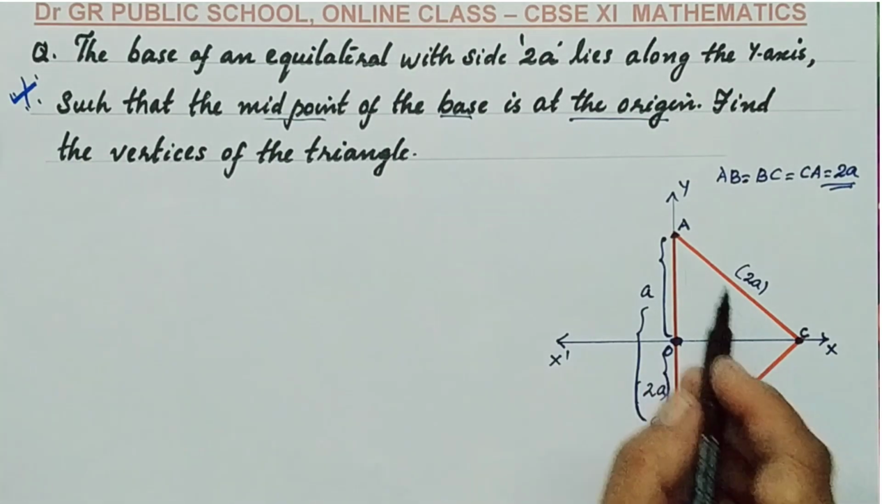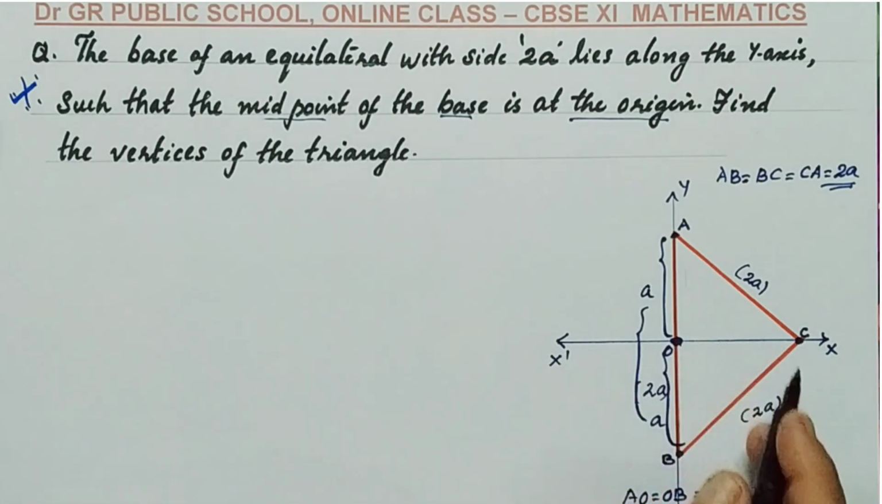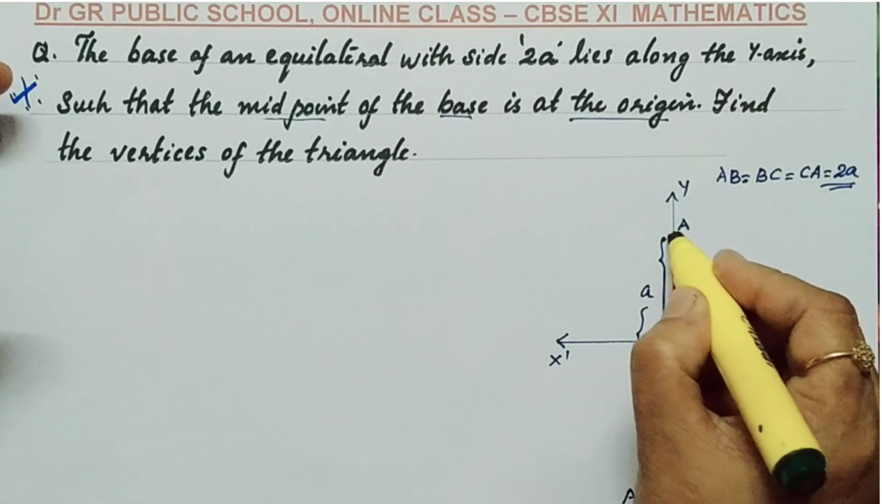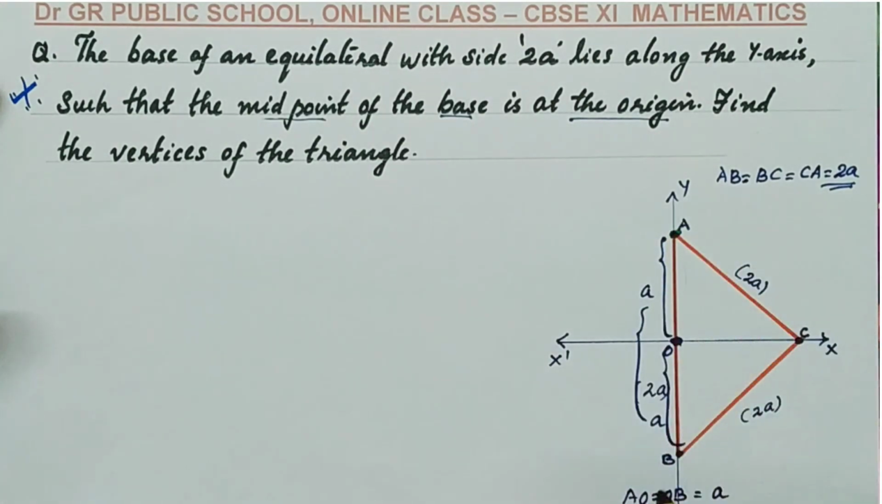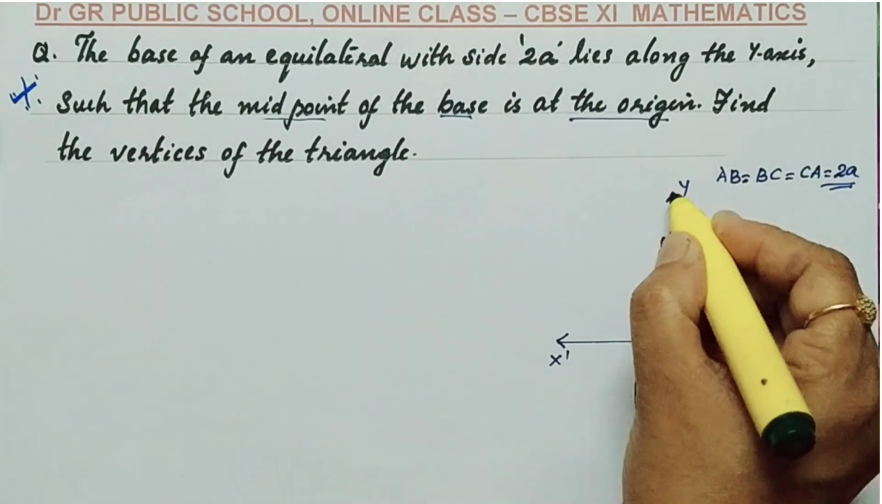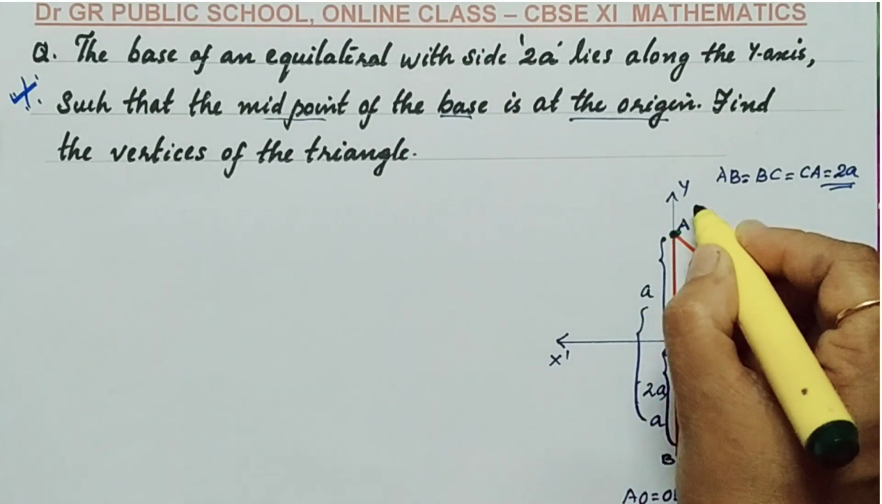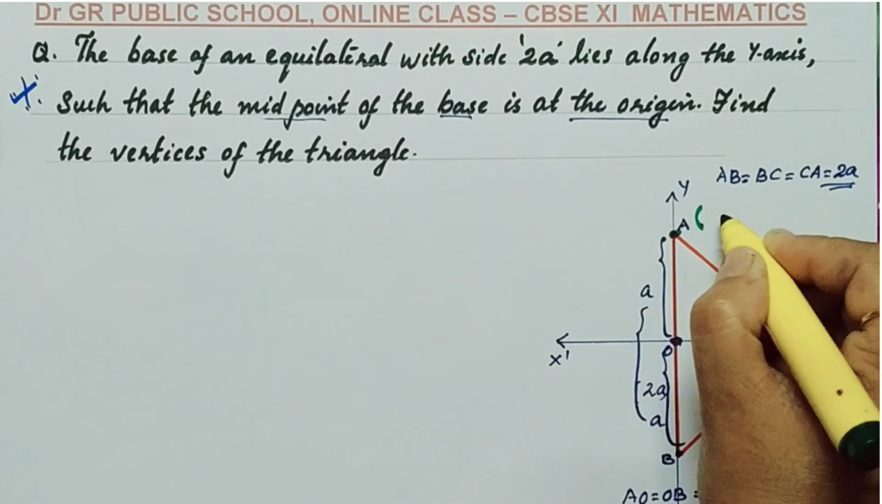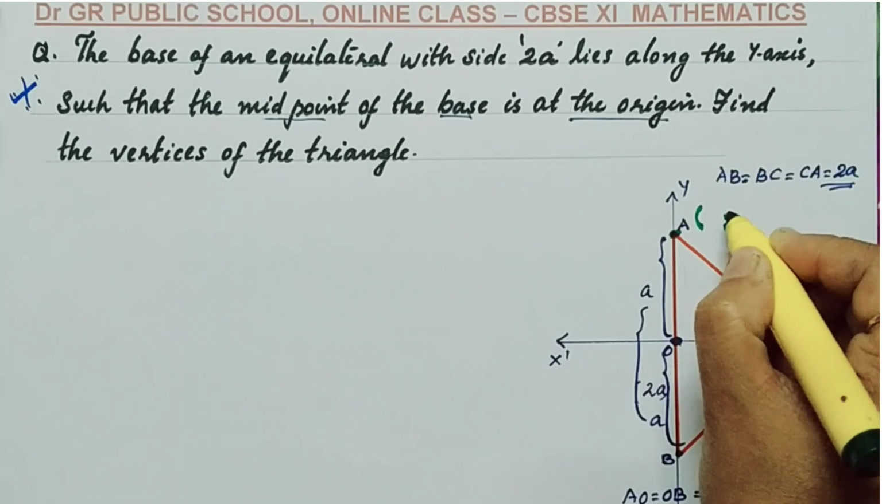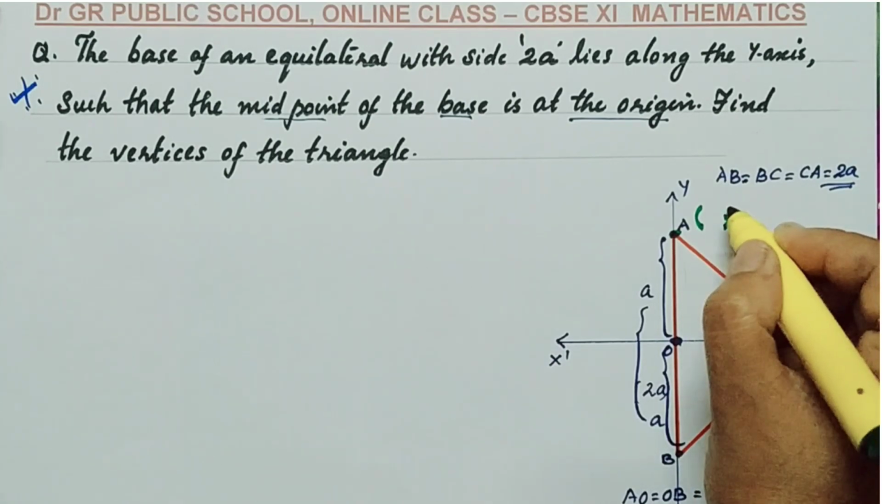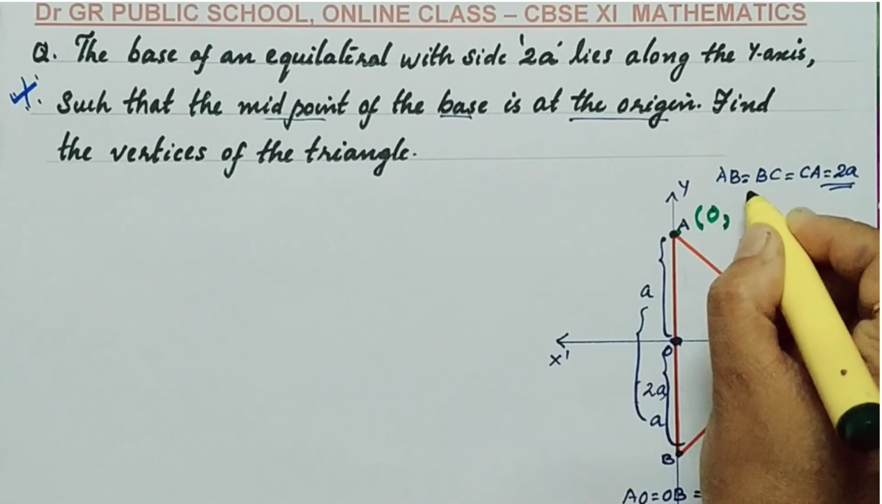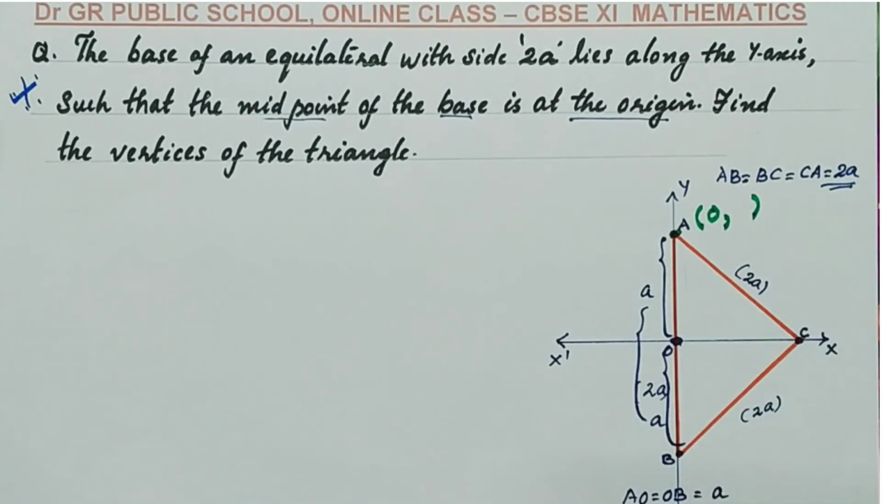Now you are asked to find the vertices of the triangle. The three vertices you need to find. Look at the point A. Here the point A is on the y-axis. Any point on the y-axis has its x-coordinate 0, and I need to find the y-coordinate. Here also the point B is a point on the y-axis. Any point on the y-axis has its x-coordinate 0 and the y-coordinate I need to find.